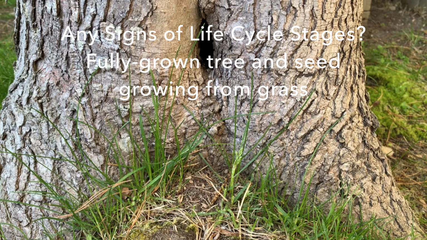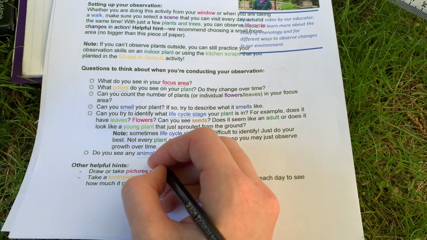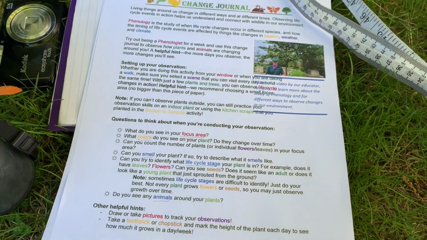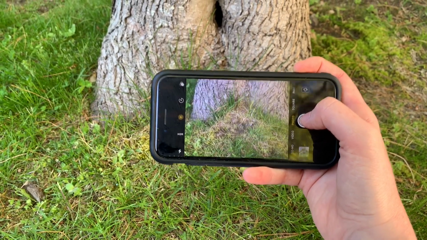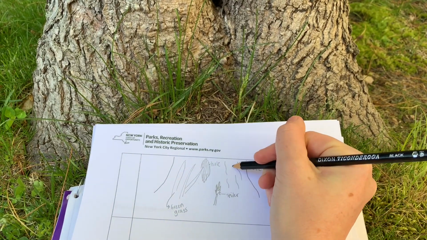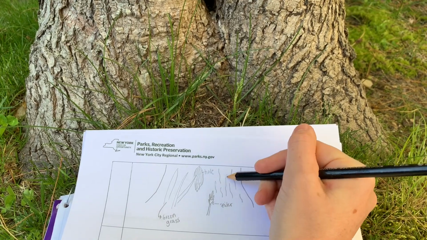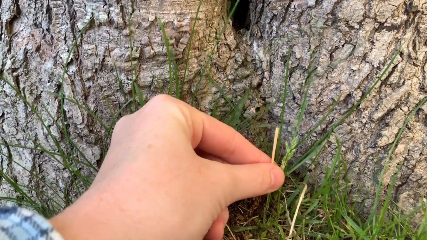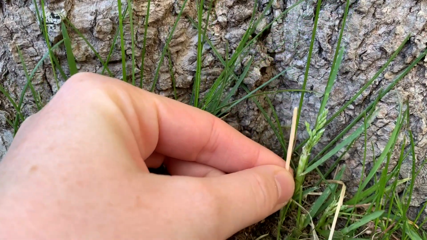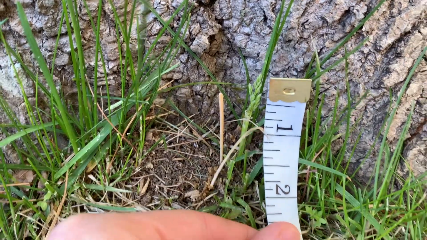Over time, you can ask yourself what has stayed the same and what has changed. To track your observations, you can take pictures, sketch what you see, or use a toothpick or chopstick to mark the height of the plant over a couple of weeks.